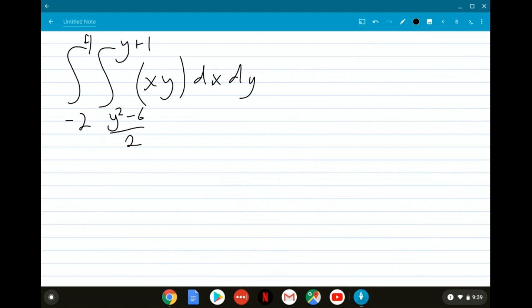And yes, we could throw this in Mathematica, but at this stage, it's just an exercise of typing stuff into Mathematica. You should get, I believe, 36.